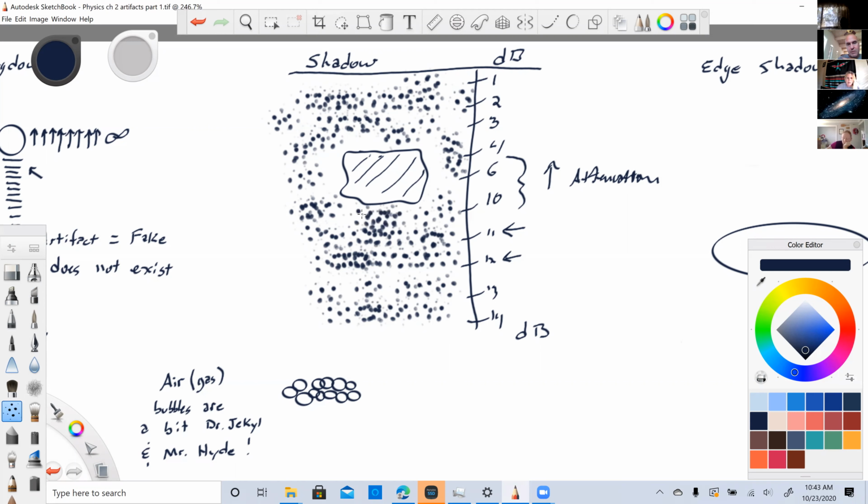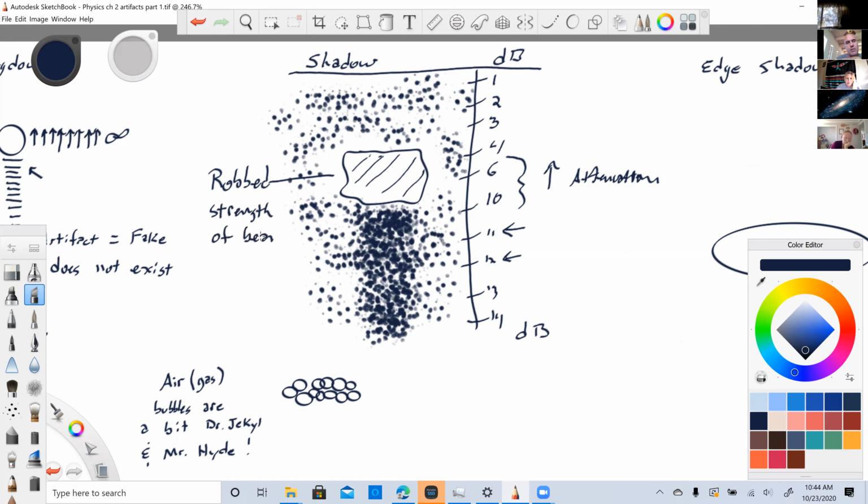So this robbed strength. So there's really a lack. So a shadow is a lack of echo information.